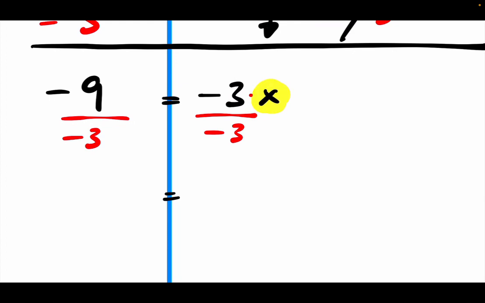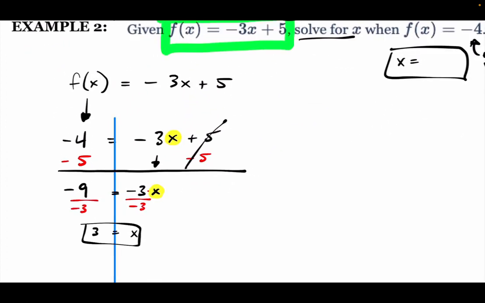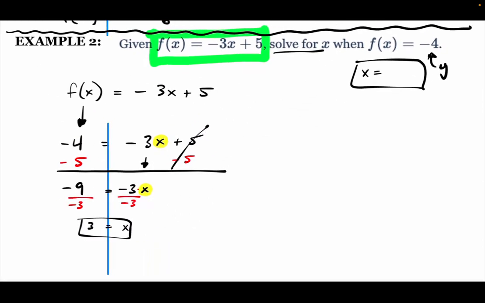Any number divided by itself. Any number divided by itself is always going to be what? +1. So we're going to have 1x, +1x over here. And then 3 goes into 9 3 times. What's a negative divided by a negative? Positive. So when y is -4, x is +3. Solve for x, that's what x was, +3. So when y is -4, x is +3.